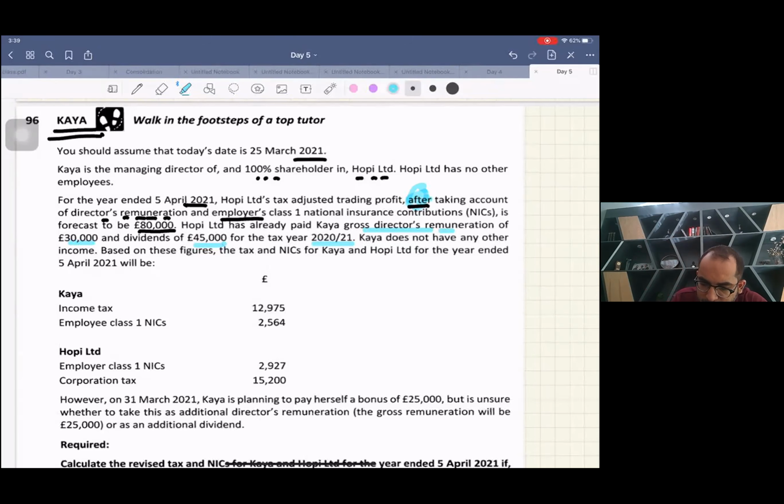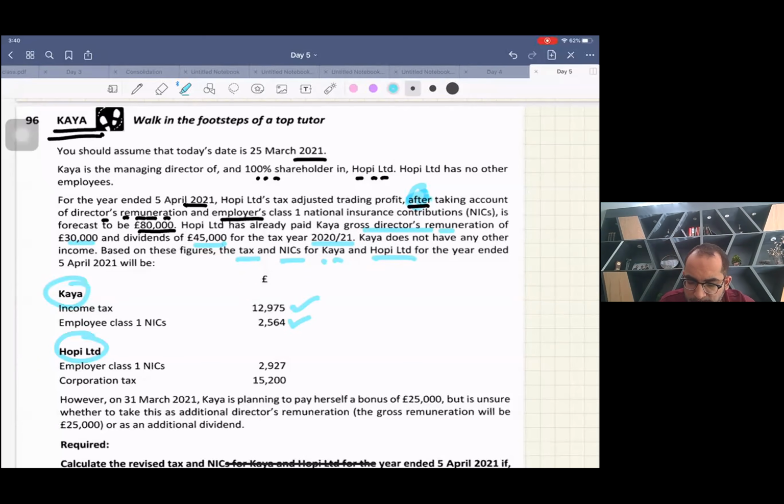Kaya does not have any other income. Based on these figures, the tax and the NICs of Kaya and Hoppy Limited are given. For the existing income, they have already given you the tax computation. Kaya's income tax is this. Obviously Kaya is getting a salary of 30,000, so she has to pay class 1 employee NIC. So yes, this is the existing NIC.